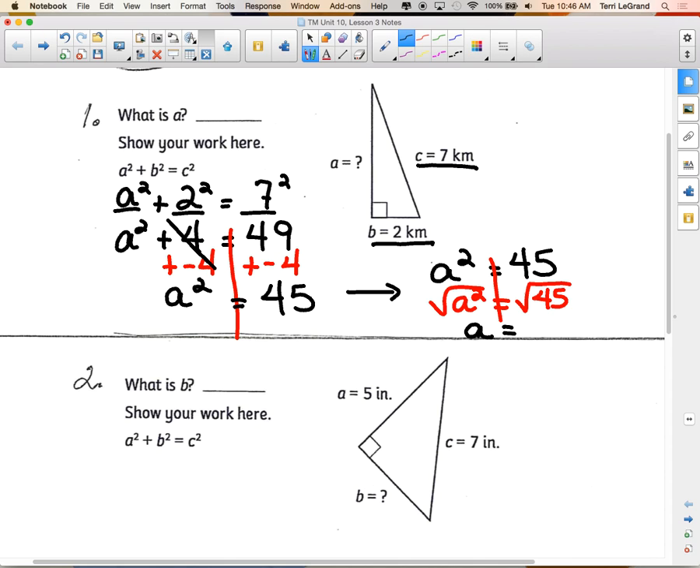And we know that we can't have a negative side length, so we're only going to pay attention to the positive. The first thing we're going to do is write down A is approximately equal to, and I want you to tell me what it is with 2 digits behind the decimal, because we're going to round to the nearest tenth. Okay? Did you get it, or do you have a question?